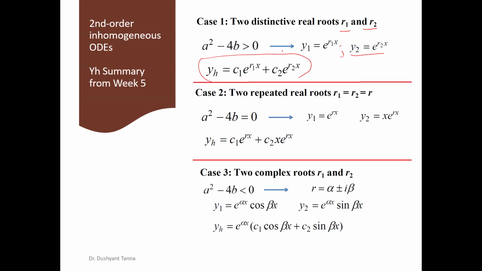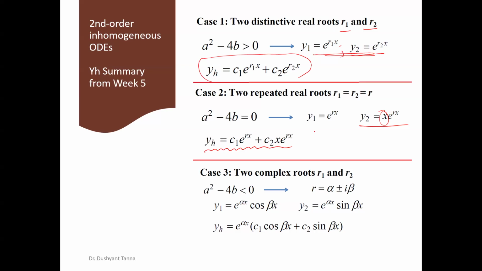Please revisit them. Case 2, repeated roots, r1 and r2 equal r. a squared minus 4b is 0. So when they are repeated, this doesn't help. Then you're talking e power rx, e power rx. Then it's the same and it becomes linearly dependent as discussed in, I think, week 4, where we were talking about them having to be linearly independent, so not a multiple of one another. So what we do in order to avoid that situation, we introduce x. And therefore, the general solution is c1 e power rx plus c2 x e power rx.